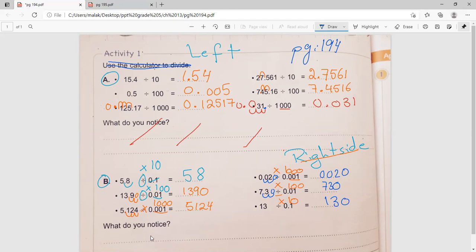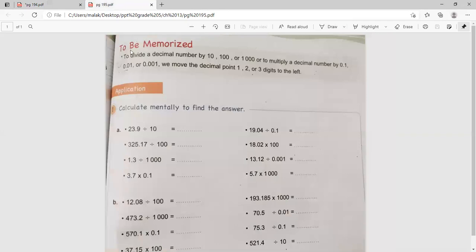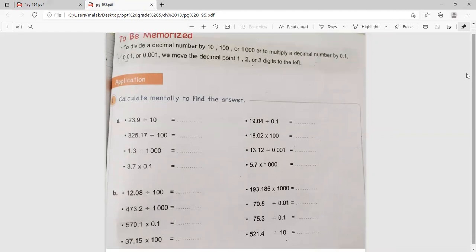So we notice that if we want to divide by 0.1, 0.01, 0.001, we reverse the equation, it will be times 10 or 100 or 1000, so we move the decimal point to the right side. Okay, so to divide a decimal number by 10, 100, 1000 we move the decimal point backward. Whereas if we want to divide it by 0.1, 0.01, we move it to the right side.